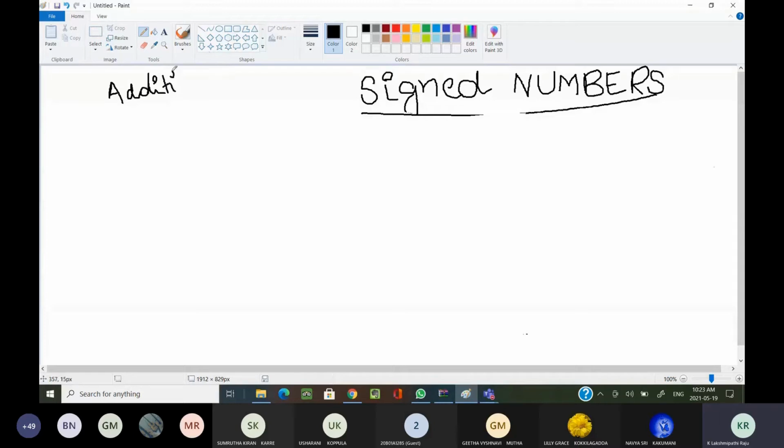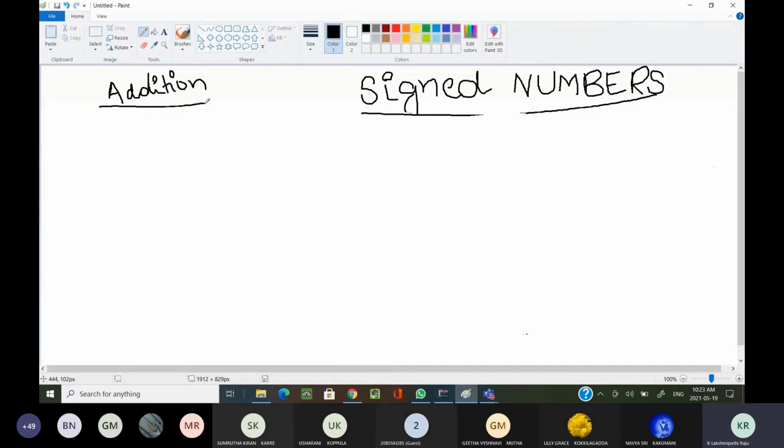Addition and subtraction of signed numbers by using ones complement and twos complement. Generally, we are not performing addition and subtraction of signed magnitude numbers. From our digital computer point of view, whether we are performing addition or subtraction by using ones complement or twos complement, that is the reason I am not telling any problems on signed magnitude representation format.